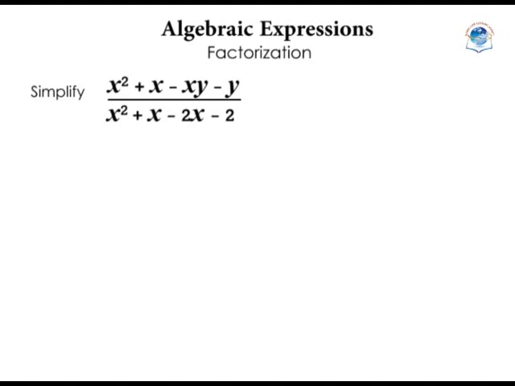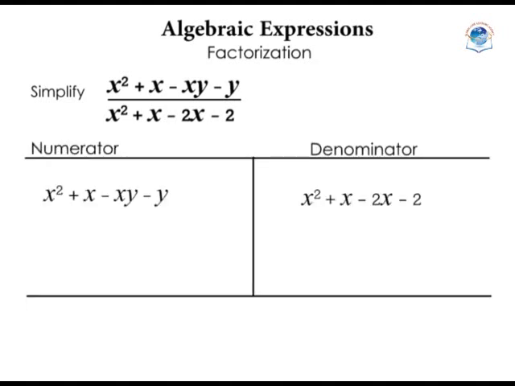Simplify x squared plus x minus xy minus y, everything over x squared plus x minus 2x minus 2. Start with the numerator. The first two terms have a common factor, x, and so we have x into x plus 1. The next two terms have a common factor, minus y, so we have minus y into x plus 1. So we have x into x plus 1, then minus y into x plus 1, so that we shall have x minus y times x plus 1.